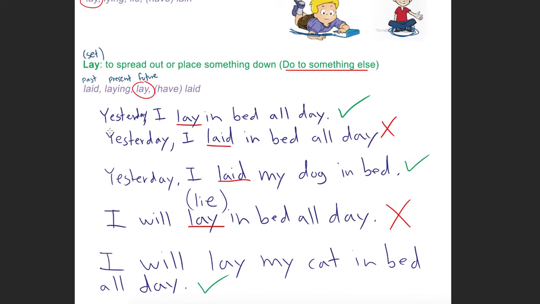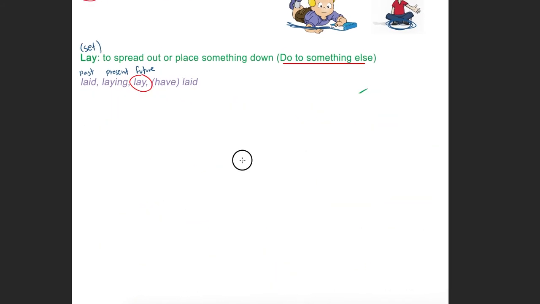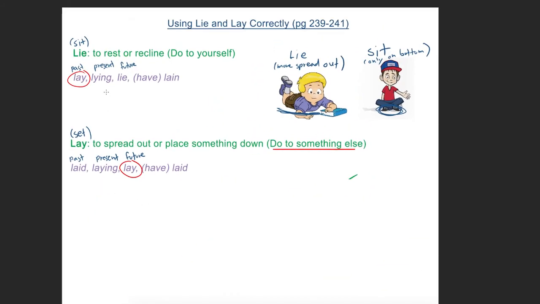I'm not sure if this will help you, but hopefully it will. This is a little trick I made to help you remember which lay is correct.